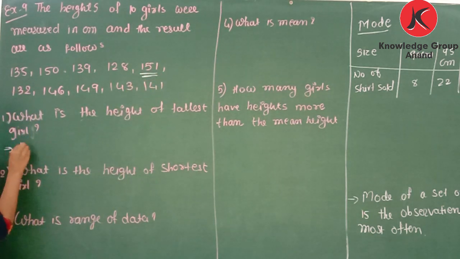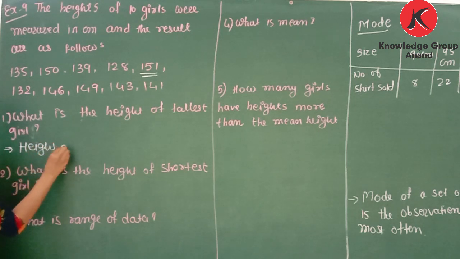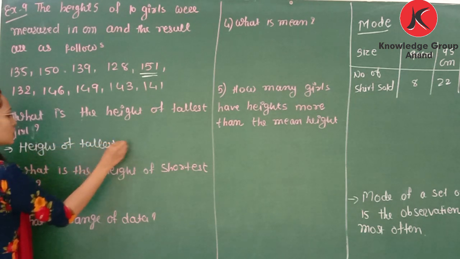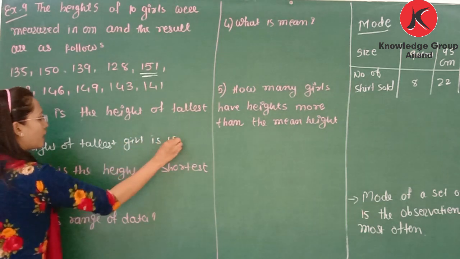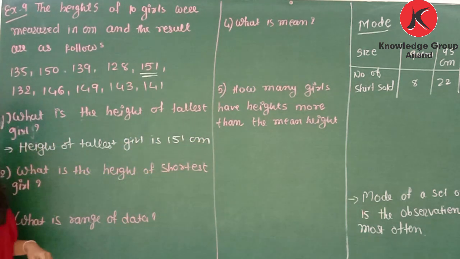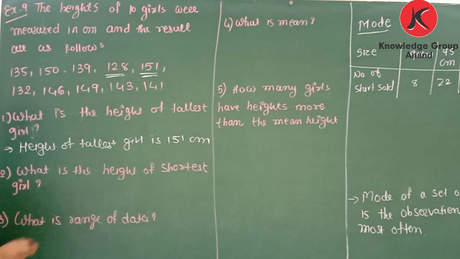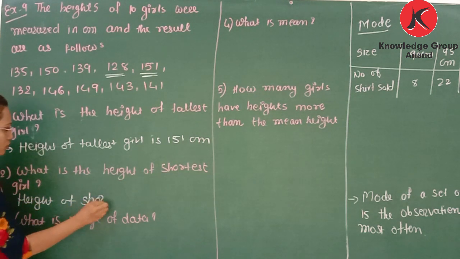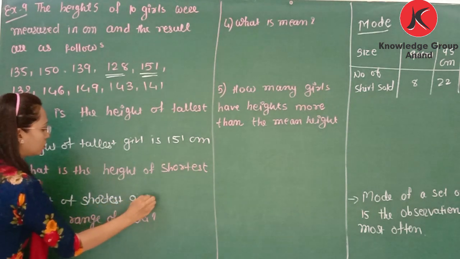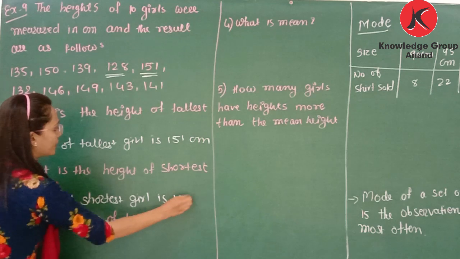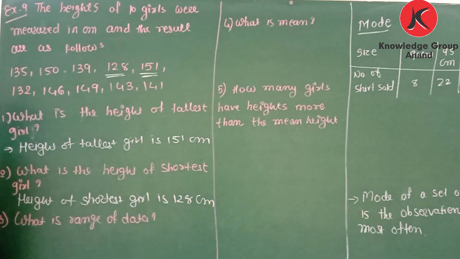So you can write height of tallest girl is 151 centimeters. Now next, what is the height of the shortest girl? Now from this information, what is the height of the shortest girl? Can you see? Yes, it is 128. So you can write height of shortest girl is 128 centimeters. Clear?